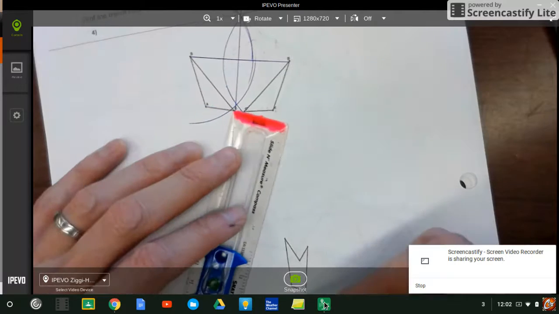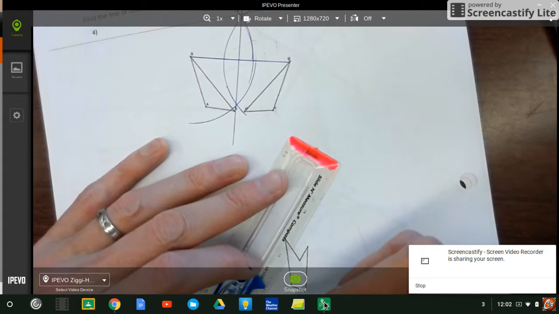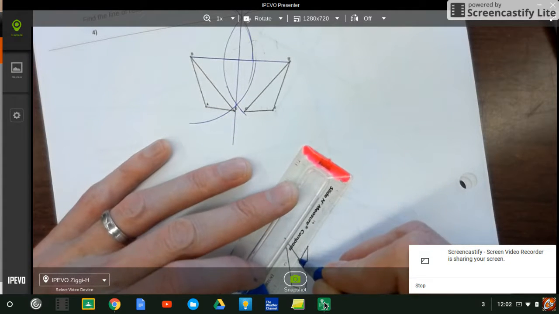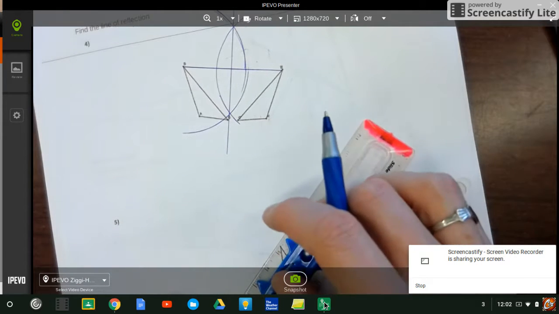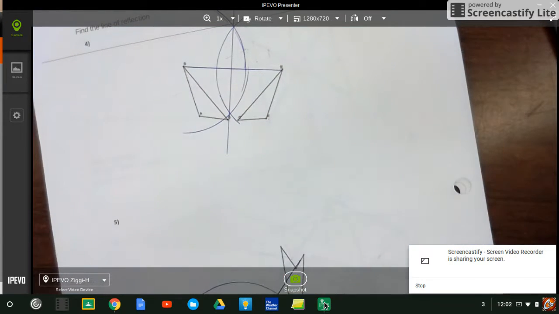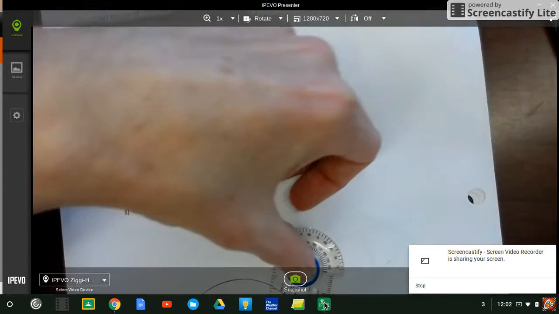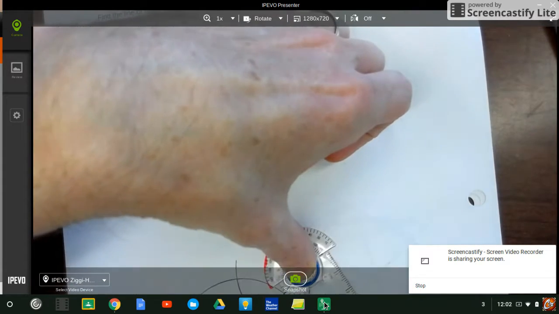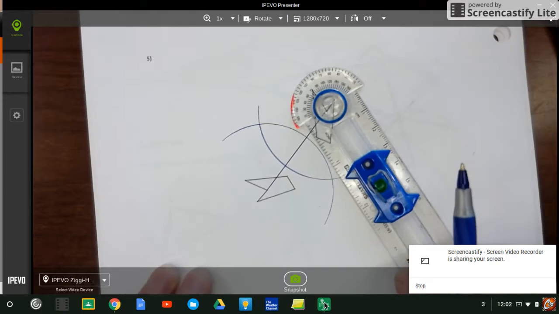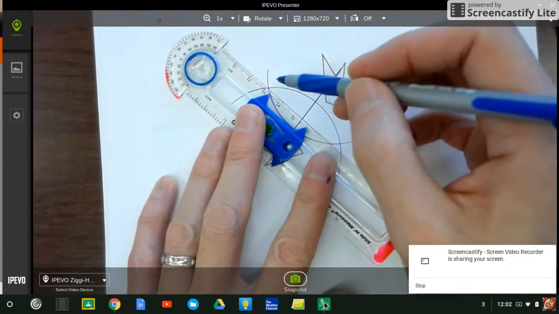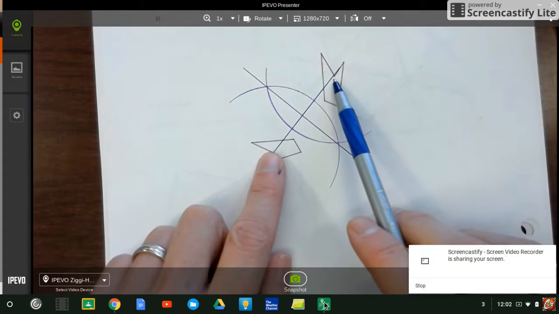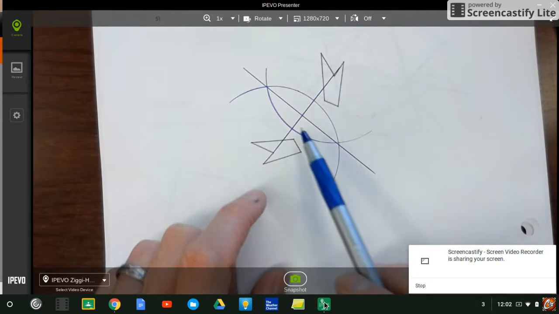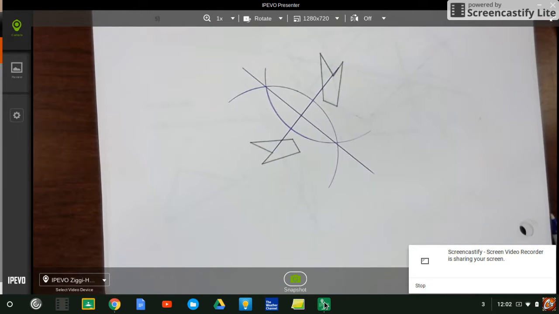Line of reflection. So I just choose 2 points that correspond. I'm going to choose this point and its matching little point down there. And I just do a perpendicular bisector. Okay, whoops. And then I line it up. There we go. So I chose the 2 points in the center here, drew my line, did my perpendicular bisector, and that one looks a lot better.